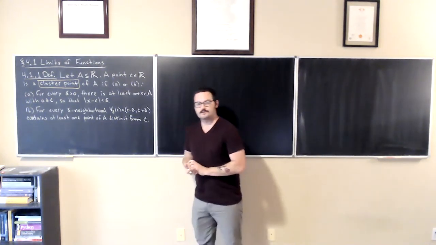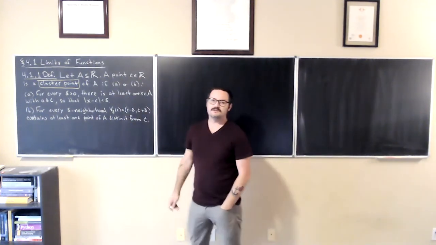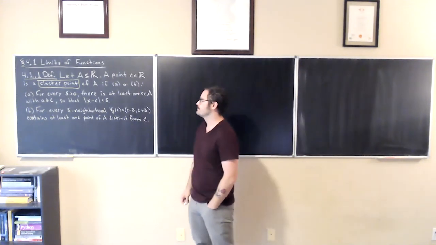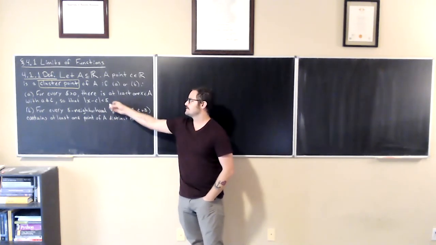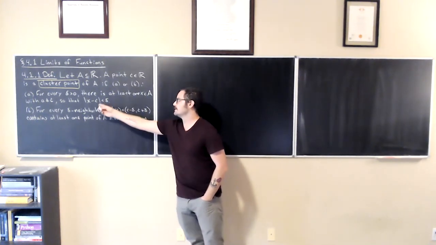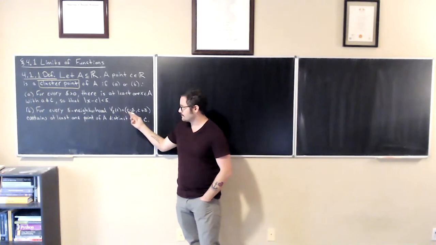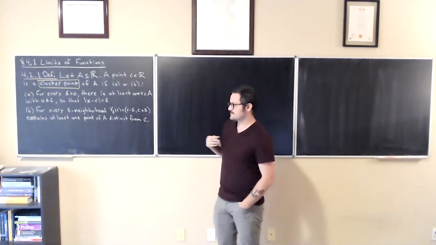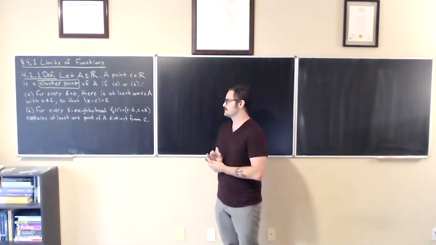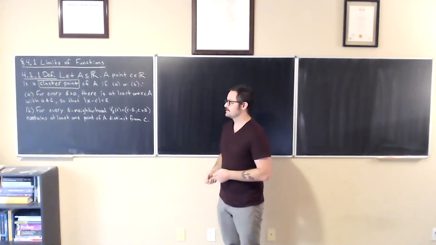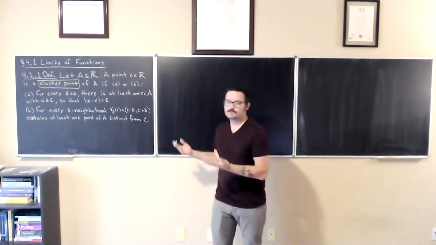Well, given a subset of R, so some subset of the real numbers, a point C is called a cluster point of A if one of these two properties holds. These are equivalent. This definition is in terms of intervals. This definition is in terms of neighborhoods. Personally, I like the neighborhood definition more because it's similar to things that you would find in other courses, like a topology course or an advanced real analysis course, where you're looking at neighborhoods as opposed to intervals on the real number line. But they are equivalent.